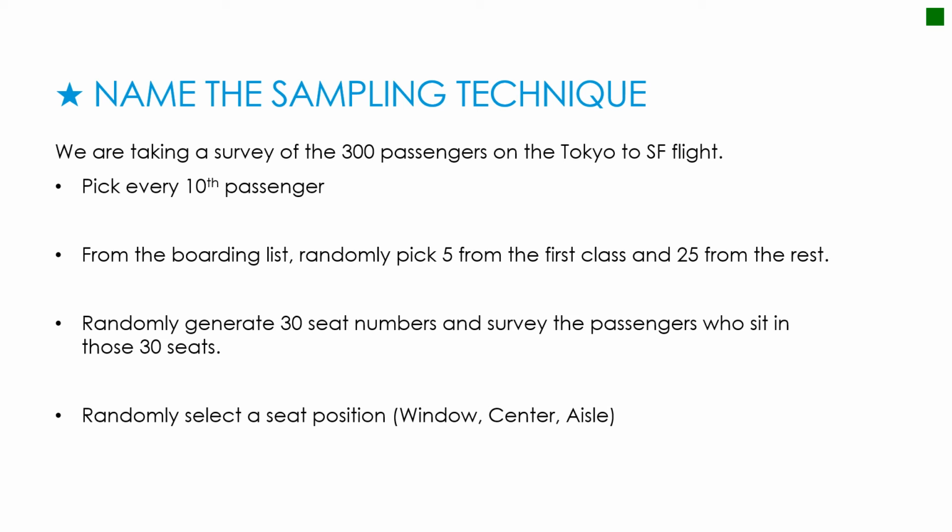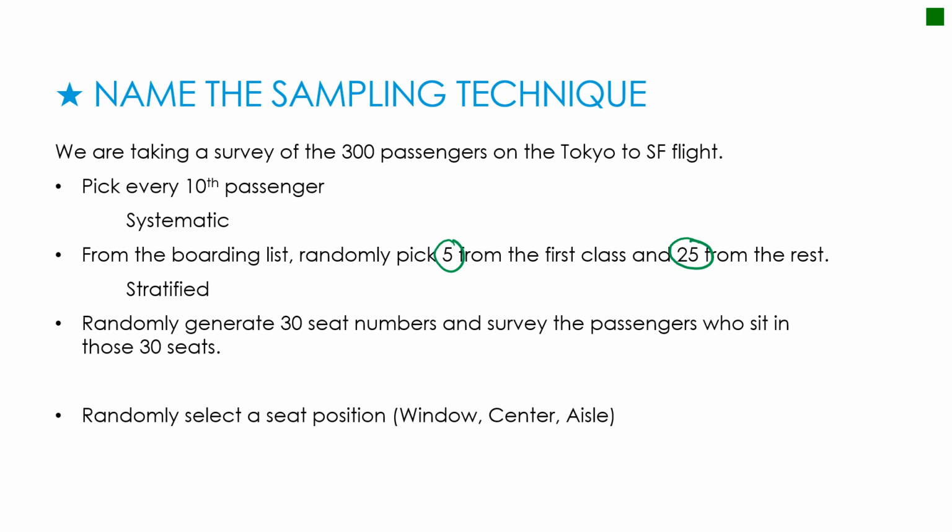So the first one, picking every 10th passenger, that one was a pretty straightforward one. That is systematic because we're picking every nth person. From the boarding list, we're randomly picking 5 from first class and 25 from the rest. I am to assume then that this is based on the percentages in the plane, and so I said stratified because obviously there are fewer first class seats than there are the rest of the seats.